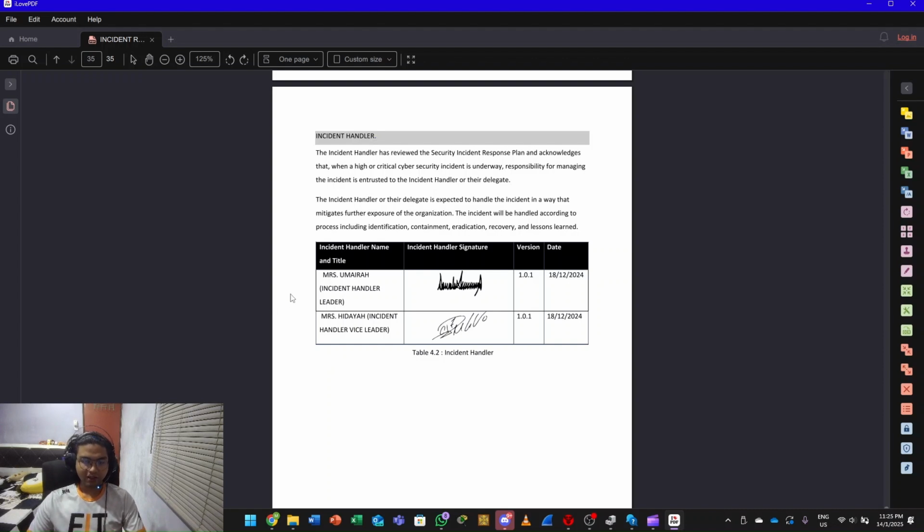These are the incident handler names, which are Mrs. Umairah, our incident handler leader, and Mrs. Hidayah, our incident handler vice leader.